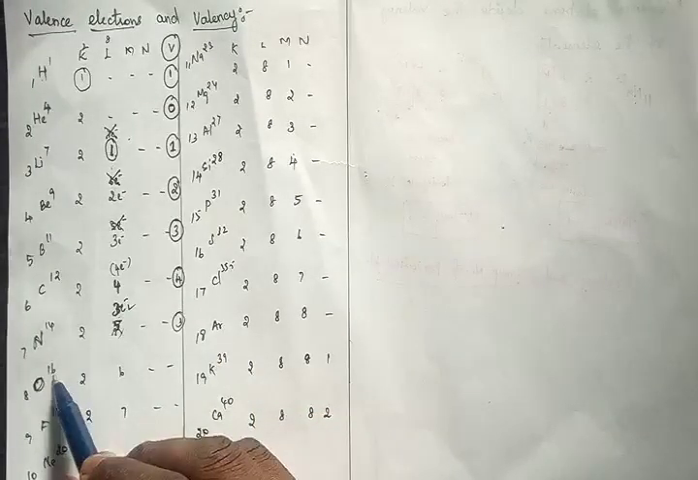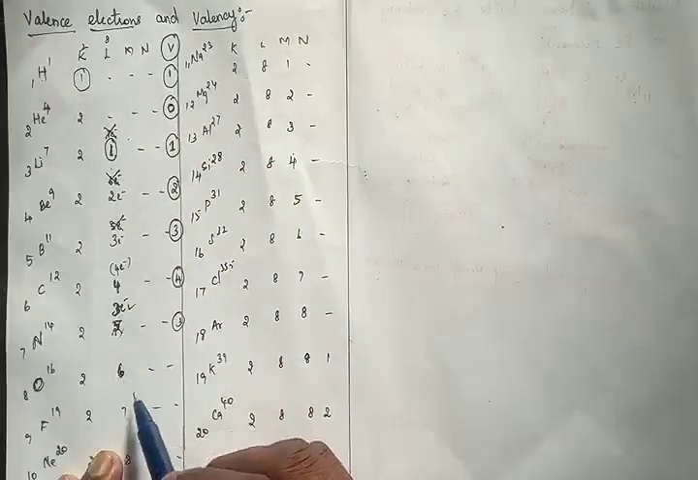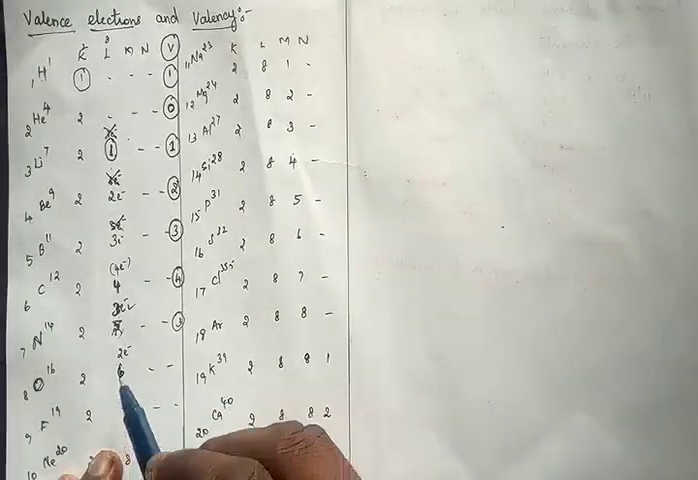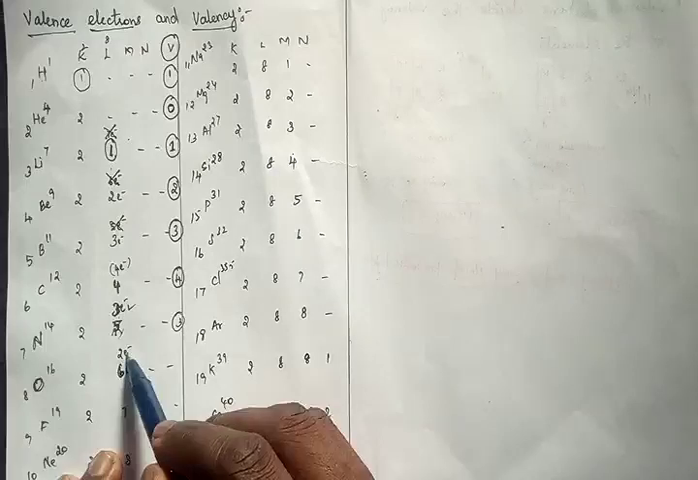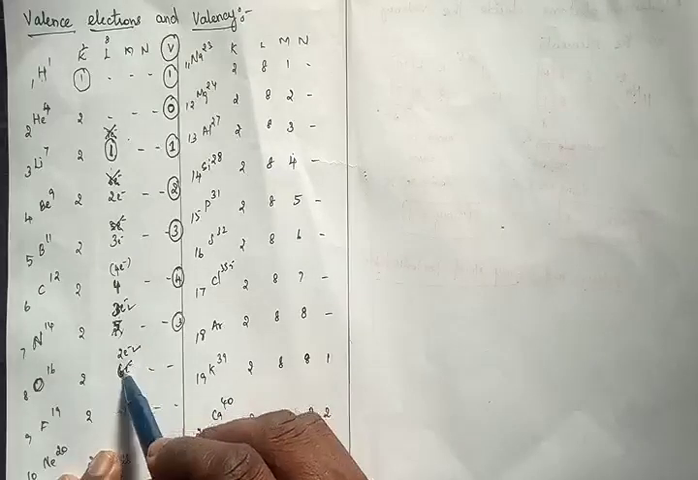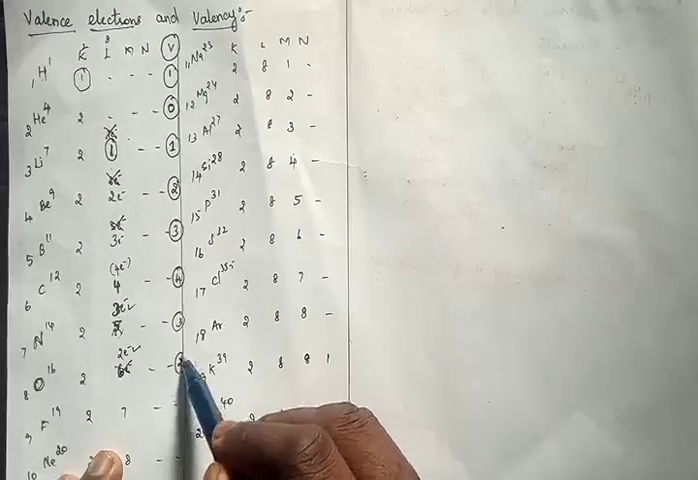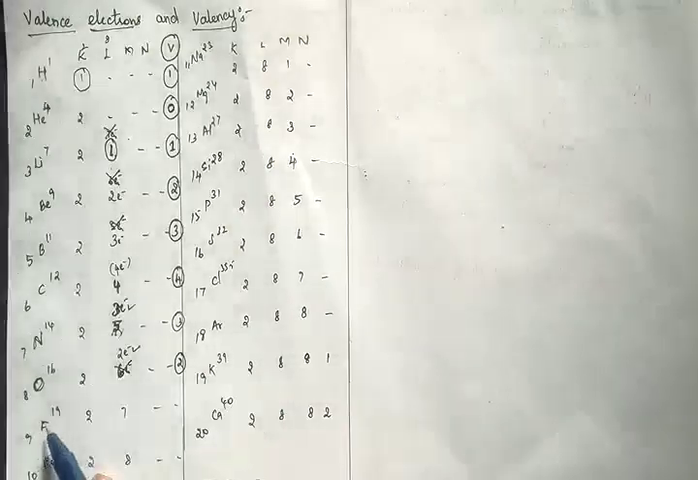Now come to the next one, oxygen. The valence electron count is 6. The last shell consists of 6 electrons. In order to become 8, it needs 2 electrons, which is an easy process. Losing all 6 electrons or gaining 2 electrons: gaining 2 electrons is easy, losing 6 is difficult. So the valency is 2 for oxygen. The primary valency is 2. Got it?